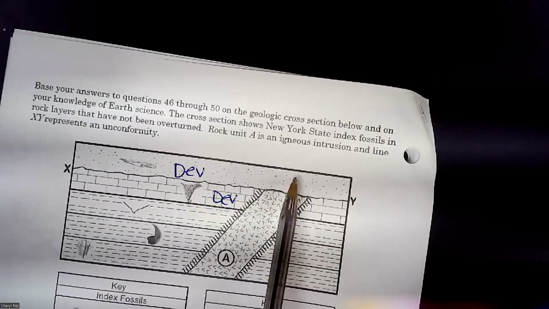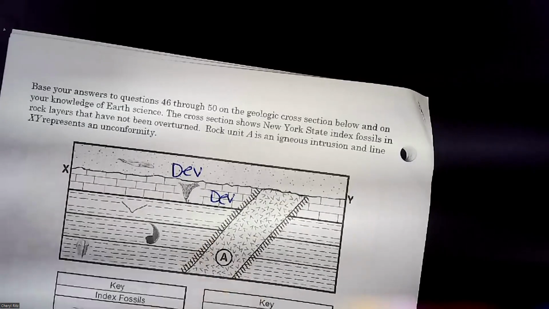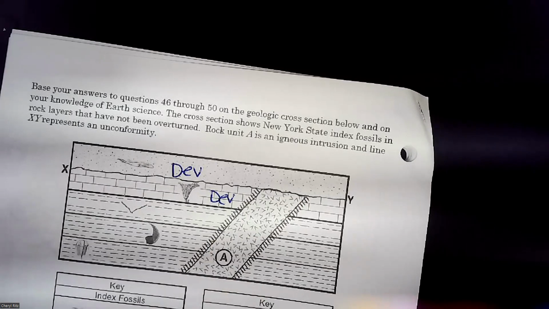Okay? So there's two ways you could tell me that A is younger than the sandstone. There's two different answers. It says A is older than the sandstone. So how can you tell me that the sandstone's younger? Okay, I gotta tell you that would not get you the answer. Because by you saying it formed after, isn't that me?